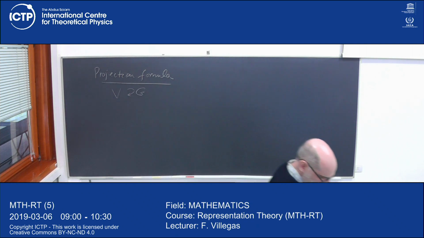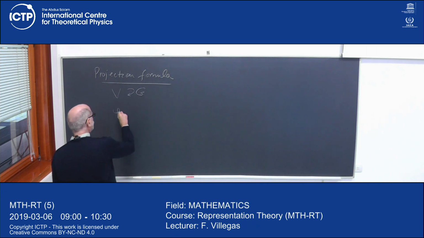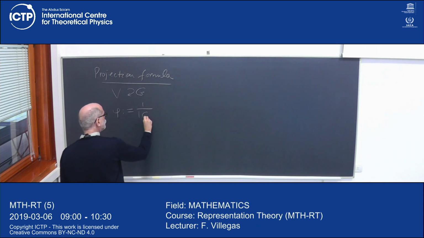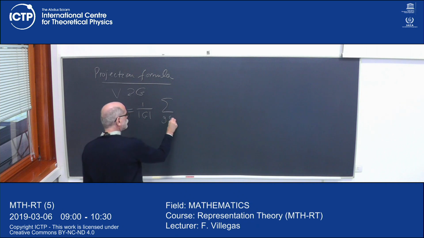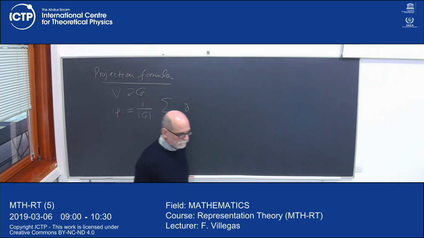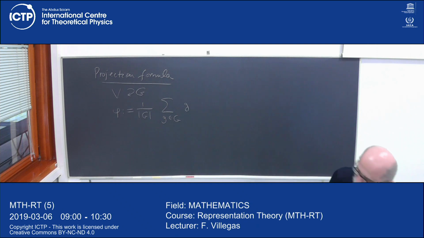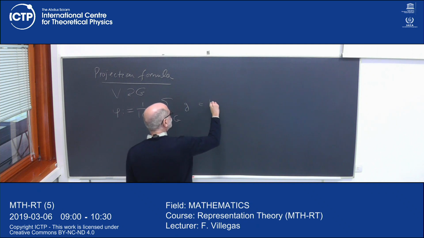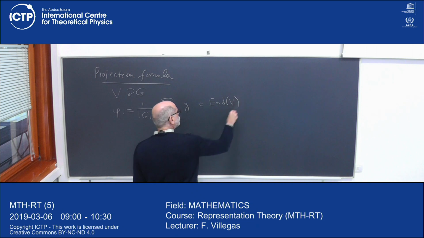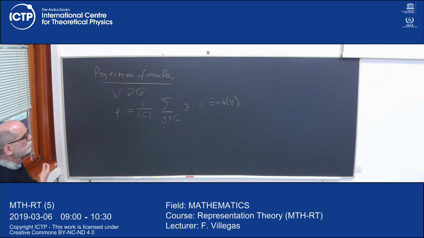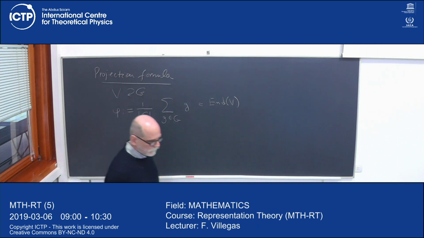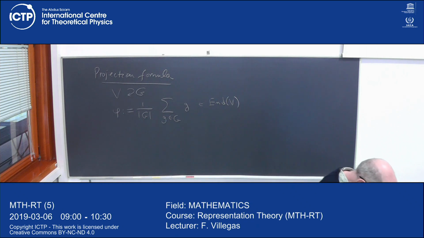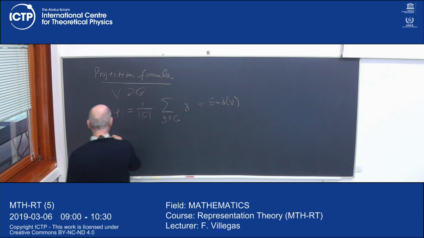G, and we form this map as a sum of the elements of the group. Each element is an invertible transformation of the space. And the sum is a linear map from V to V, so an endomorphism of the vector space. And what we are saying is that this map is G-linear.